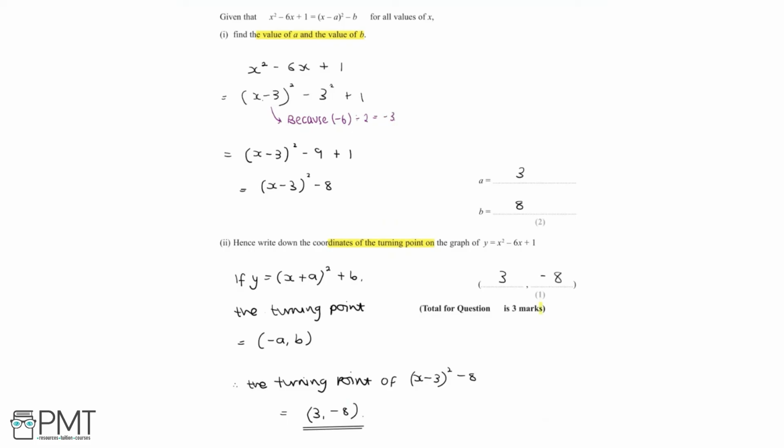Now this question is worth 3 marks. We get the first mark in the first part of the question for a process to start completing the square. And we get the second mark for correctly finding that a is equal to 3 and b is equal to 8. In the second part of the question, we get the 1 mark for getting the correct turning point of 3, minus 8. And so we've now achieved the full 3 marks needed in this question.